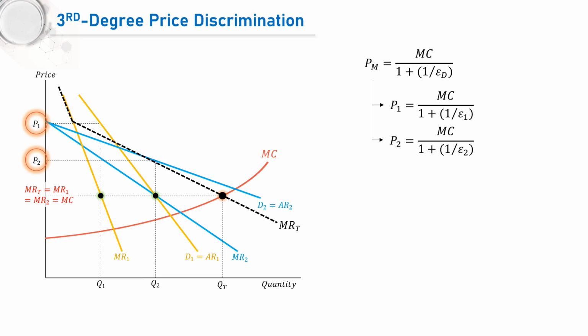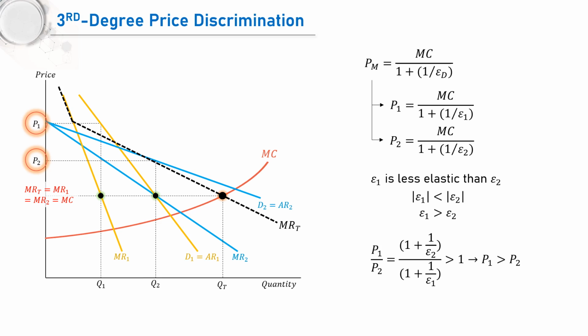When demand of group 1 is less elastic than demand of group 2, it means that the elasticity value is lower in absolute value. But since demand elasticity is always negative, without the absolute value, the less elastic demand will have a higher elasticity value. Finding the ratio of P1 and P2 from the pricing formula, we get this. And with the information about elasticity, then the numerator's value will be higher than the denominator's. Thus, the ratio is bigger than 1, or P1 is higher than P2.